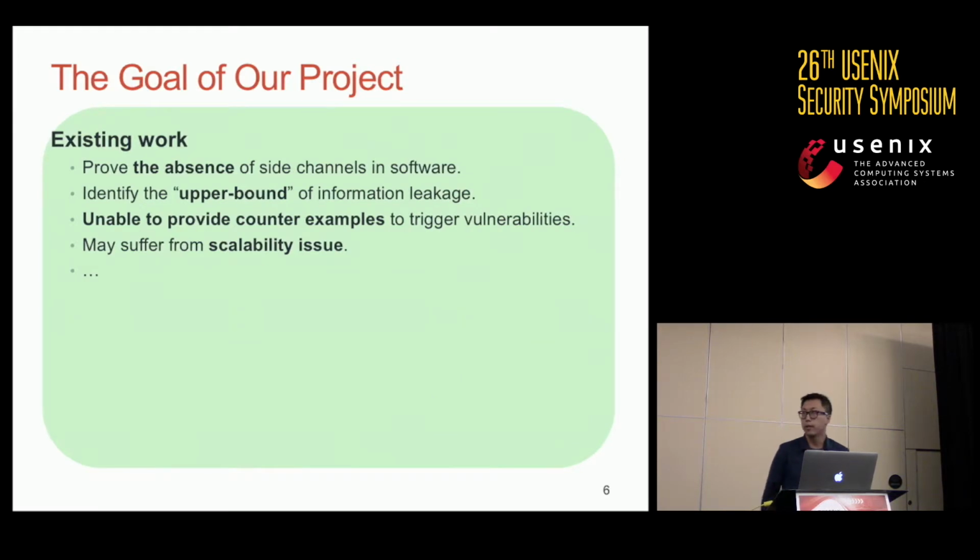All right, so existing work in this direction has proposed some techniques to prove the absence of the side channel in the software system. Essentially, they try to deliver some overestimations to identify the upper bound of the information leakage. Also, they are mostly unable to provide counterexamples that can actually trigger the suspicious vulnerable points. And they may suffer from some scalability issues.